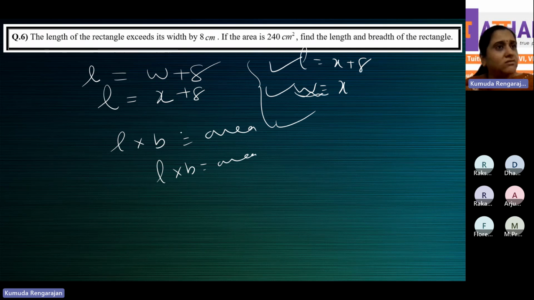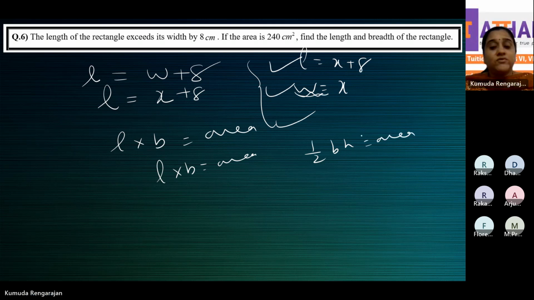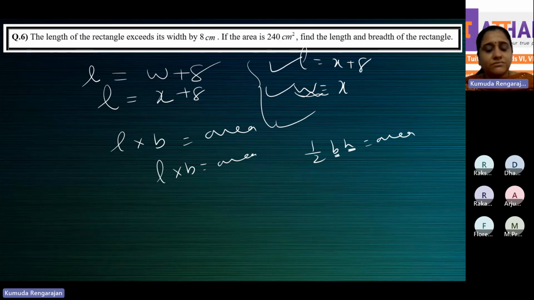Because it's a rectangle. Suppose it was a triangle, then how will you connect area, base and height? Half base into height is equal to area. If it was a triangle, you would have assumed the base and height, then you should say half base into height is equal to area. So it depends on the figure.